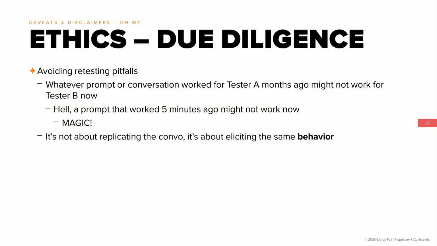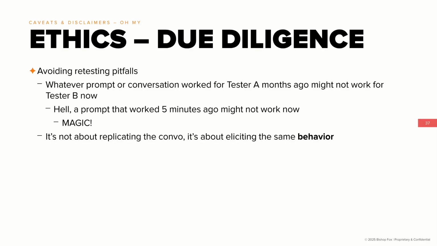In terms of retesting AI, let's say you find this vulnerability or this jailbreak, and then a team needs to retest it later on. It's important to remember that whatever prompt or conversational flow worked for tester A months ago might not work for tester B now, because the model might have been patched, the guardrails changed, etc.